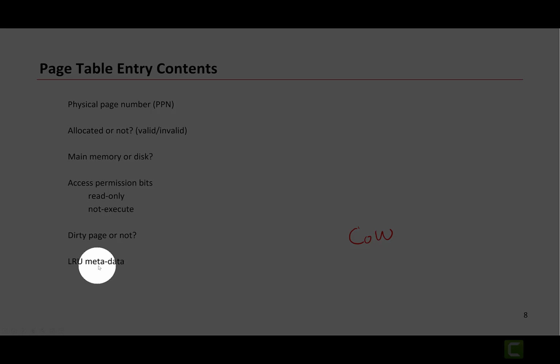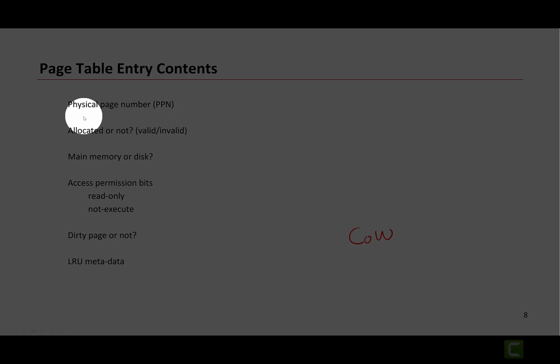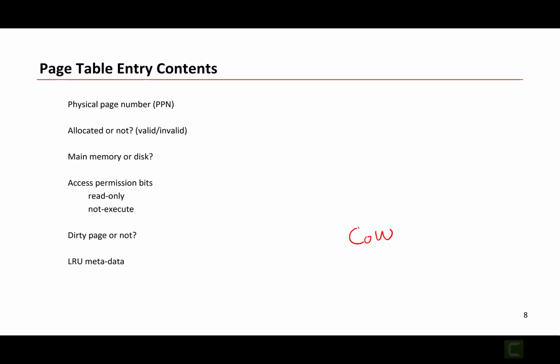And obviously you probably want to have some metadata for your replacement policy, whatever that may be. We talked about an approximation of an LRU policy that just required 1 bit that told me whether I had accessed the page in the last period or not. So to summarize, a page table entry consists of many fields. The one field that we care about a lot in this course is the physical page number, which allows me to perform address translation.